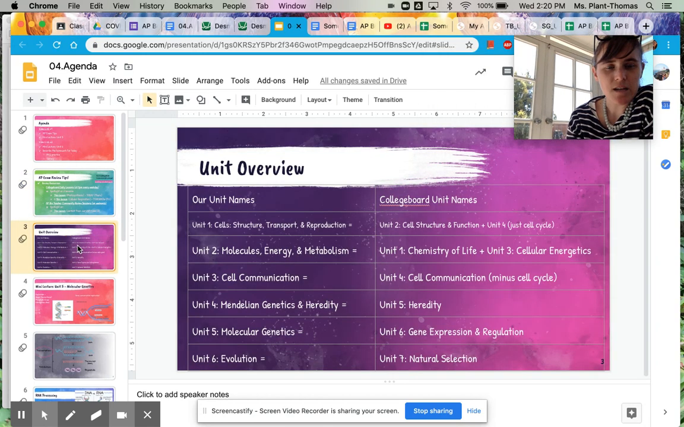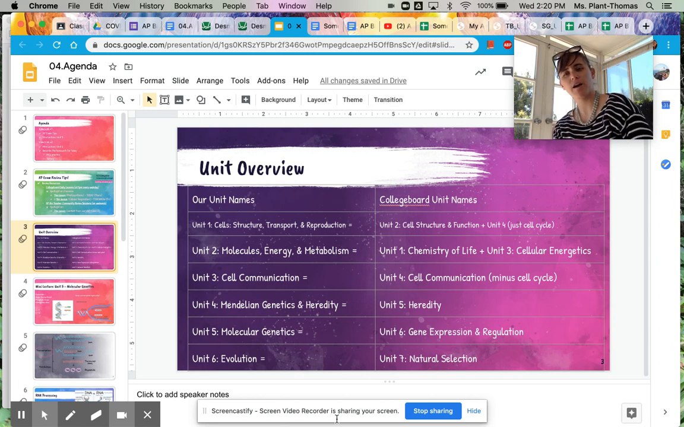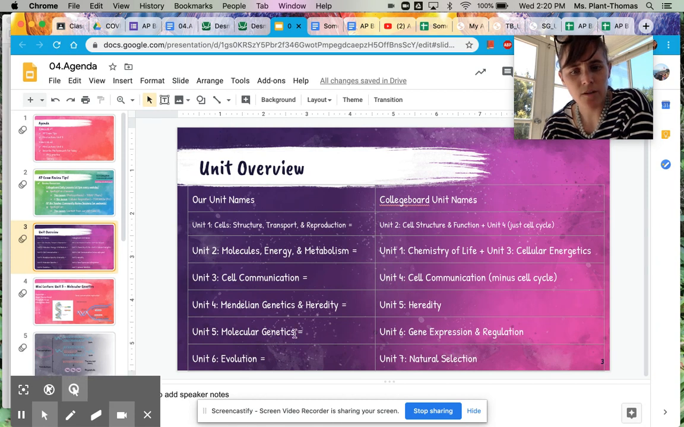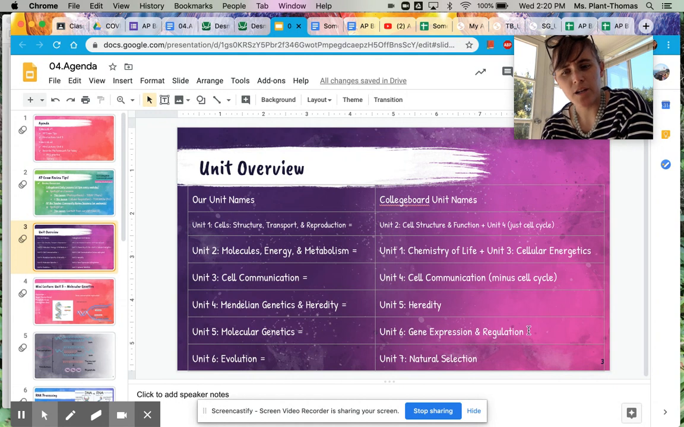Okay, next, just a reminder of what I'm talking about when I'm talking about the units. So today I'm going to be focusing on molecular genetics. College Board calls that gene expression and regulation, and then also evolution, which College Board calls that unit natural selection.